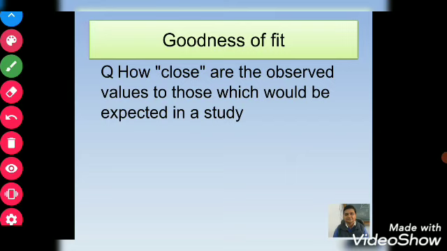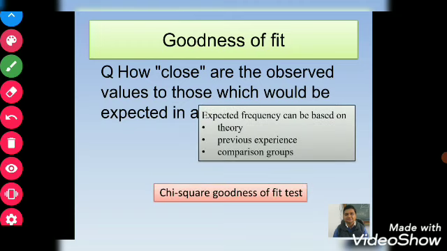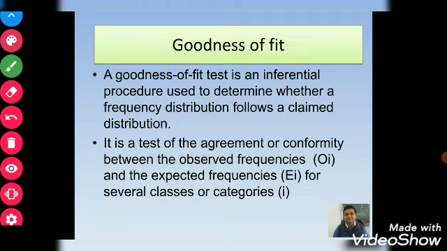Now the first one is the chi-square test for goodness of fit. In goodness of fit, you have to ask the question: how close are the observed values to those which would be expected in the study? So you just have to see the closeness of the observed value to the expected value. Expected frequency we have already seen, no need to worry.